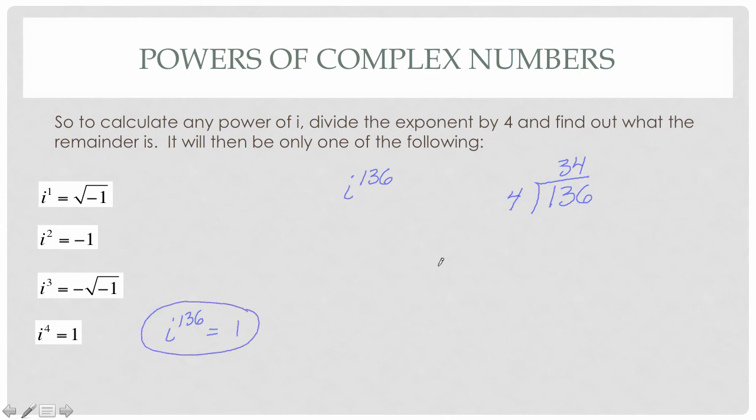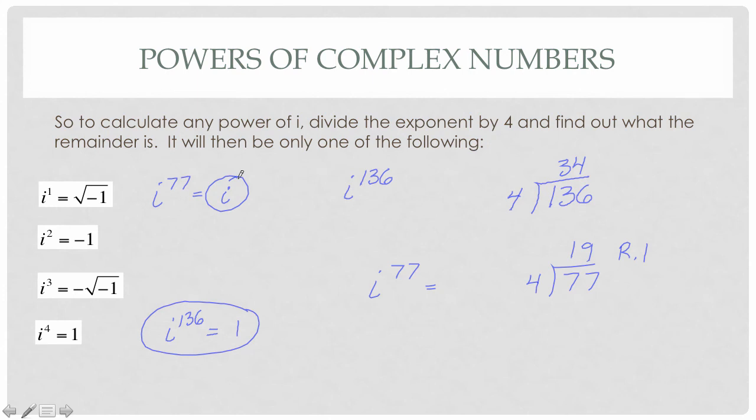It's just going to equal 1. Just like that. Let's do another example. What would i to the 77th be? Well, 4 goes into 77 19 times with a remainder of 1. So a remainder of 1 would put it as a 1 power. So i to the 77th is the same as i to the first. It's just going to be i. There you go. There's a little bit of fun to play with.